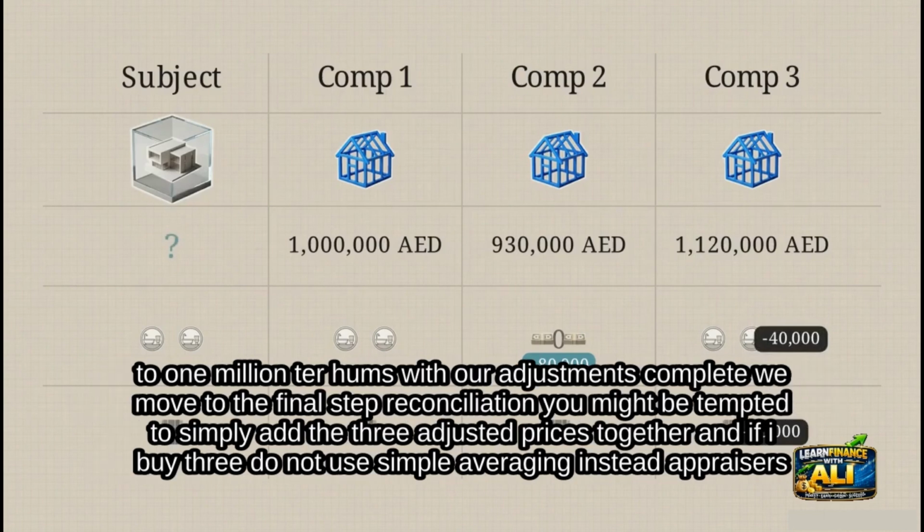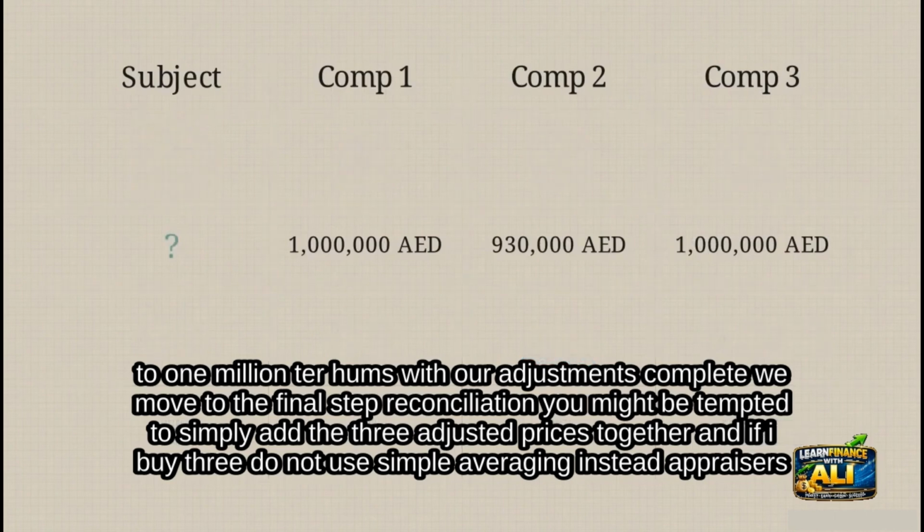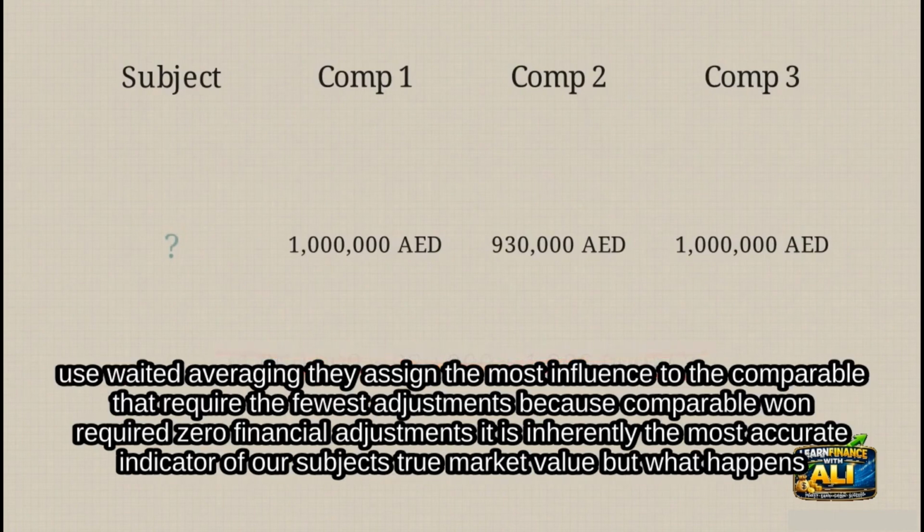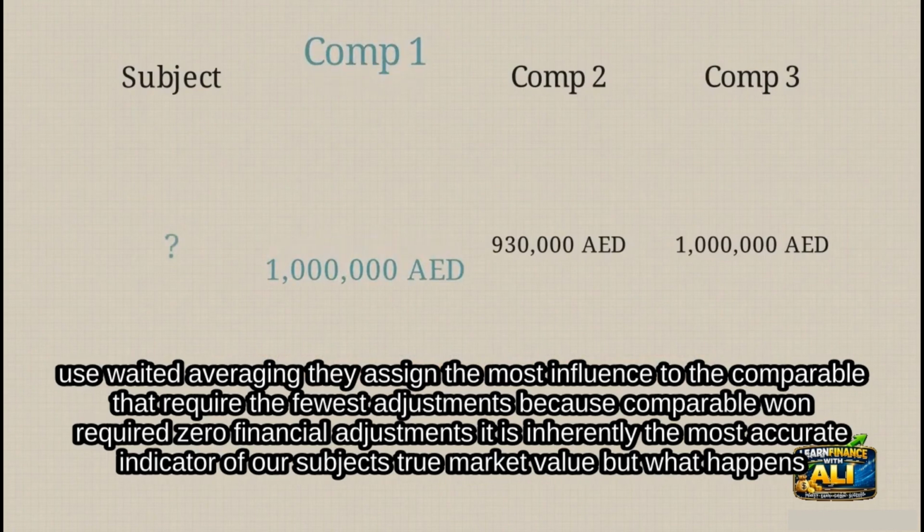With our adjustments complete, we move to the final step, reconciliation. You might be tempted to simply add the 3 adjusted prices together and divide by 3. Do not use simple averaging. Instead, appraisers use weighted averaging. They assign the most influence to the comparable that required the fewest adjustments. Because comparable 1 required 0 financial adjustments, it is inherently the most accurate indicator of our subject's true market value.